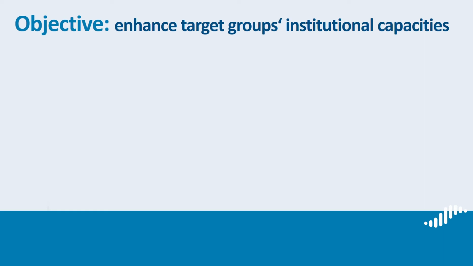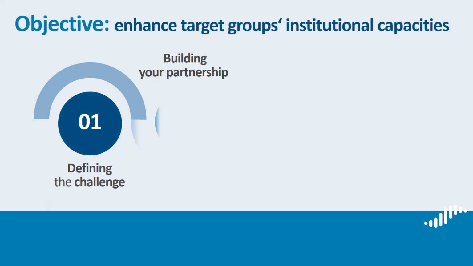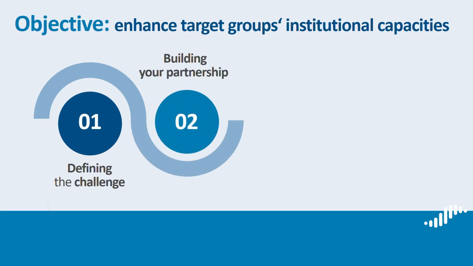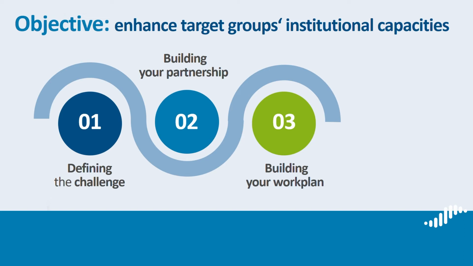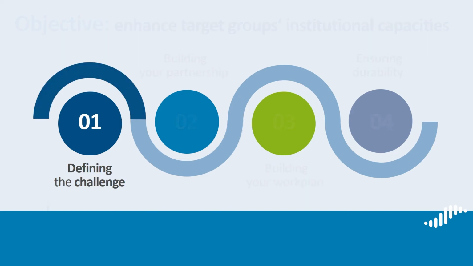In short, the steps are the following. First, you will define the challenge, the target groups of your project, as well as the needs of these target groups. This will enable you to set the objectives of your future project. In parallel with this process, you will build the partnership of your project. Then you will develop the work plan and plan the outputs of your project together with your future partners. But let's have a closer look at them. Step 1. Defining challenges, target groups, and setting project objectives.